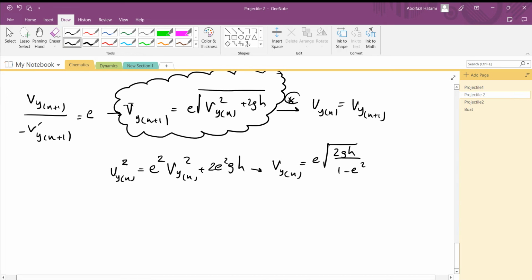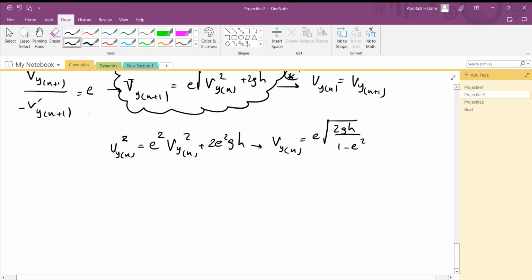And so Vyn is always constant, and it is equal to this. Our Vyn, we know that before the first collision, which means after shooting, our Vy is just V0 sine of theta. It means that this equation should be okay for all n's, n equals 0, 1, and 2. Because of this equation, Vy0 should be this, and we know that Vy0 is V0 sine of theta, and it is equal to this.